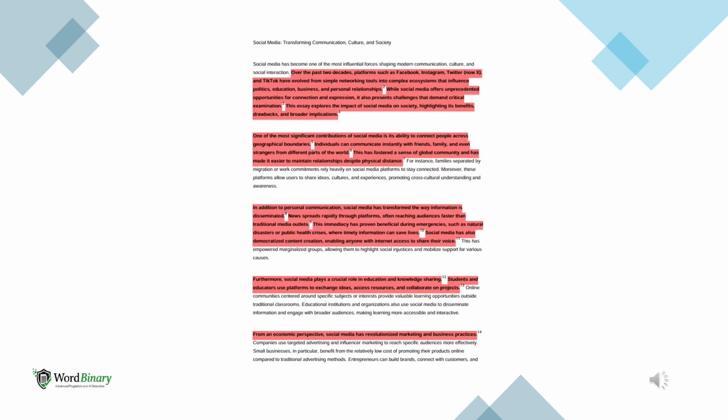Here, you can see how the matched content appears directly within your document. Large portions highlighted in red indicate significant overlap with existing sources. This level of similarity can lead to serious academic consequences if not corrected. It is essential to revise, paraphrase, and properly cite all reference material.